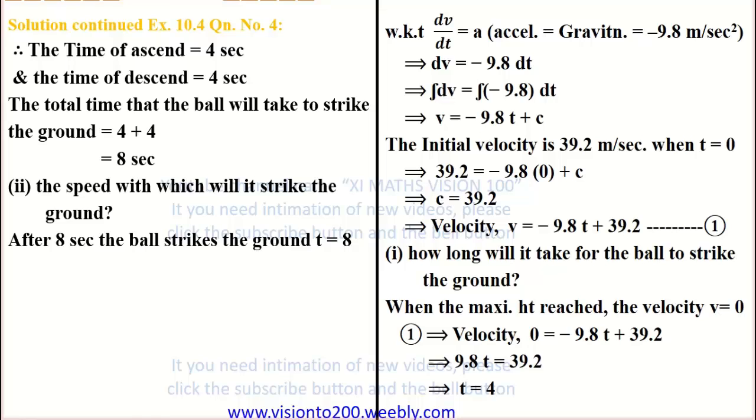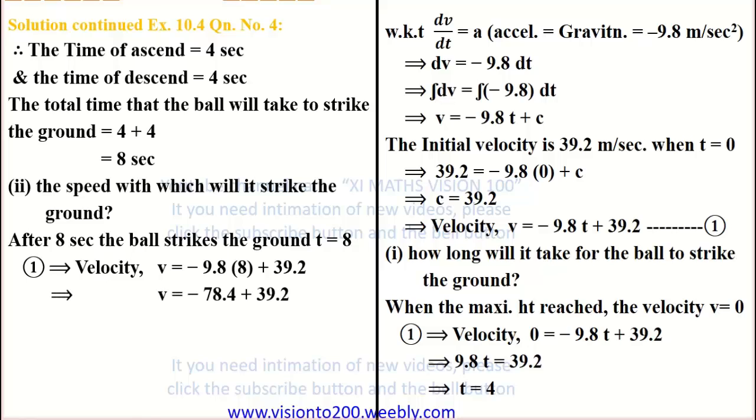Therefore, equation number 1 implies v is equal to minus 9.8 into 8 plus 39.2. 9.8 into 8 is equal to 78.4. Therefore, v is equal to minus 78.4 plus 39.2. And simplifying, v is equal to minus 39.2 meters per second. For downward velocity, the negative sign comes. So the speed is 39.2 meters per second.